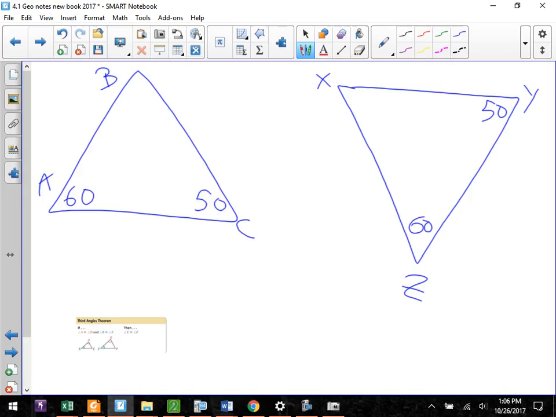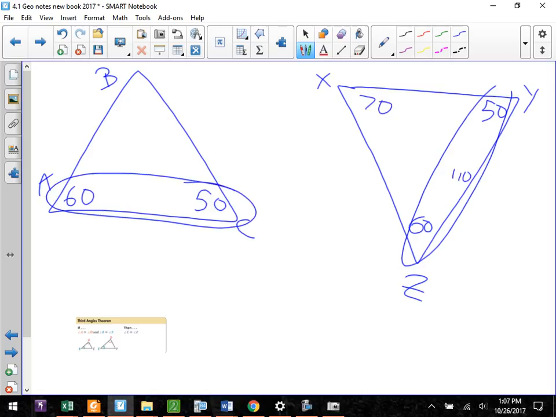How many degrees are inside of a triangle? 180. Okay. What does angle X have to equal? 70. Because 50 and 60 add together, you get how much? 110. So these two add together to be 110, which makes this one 70. What do these two add up to equal?